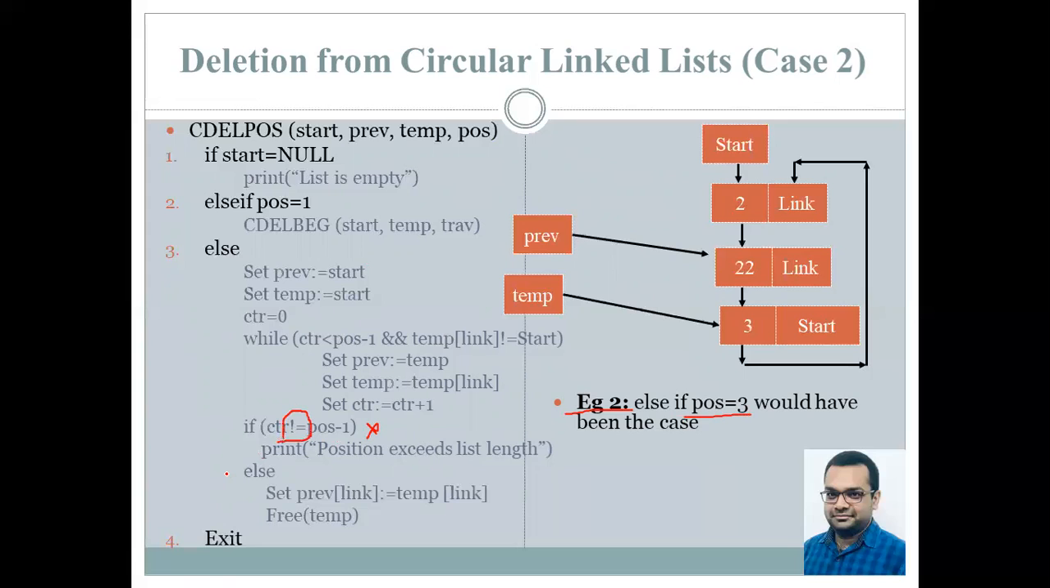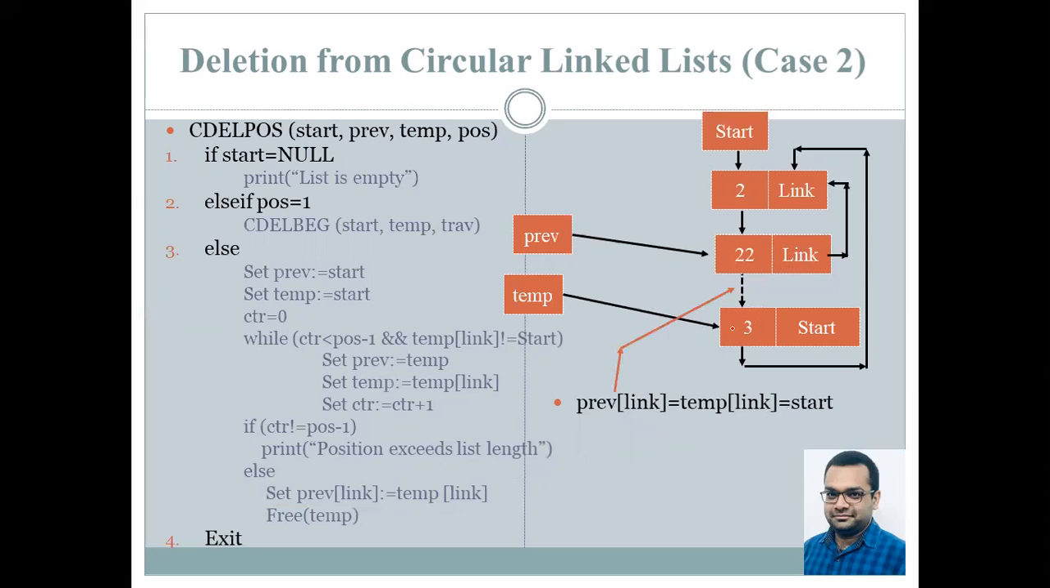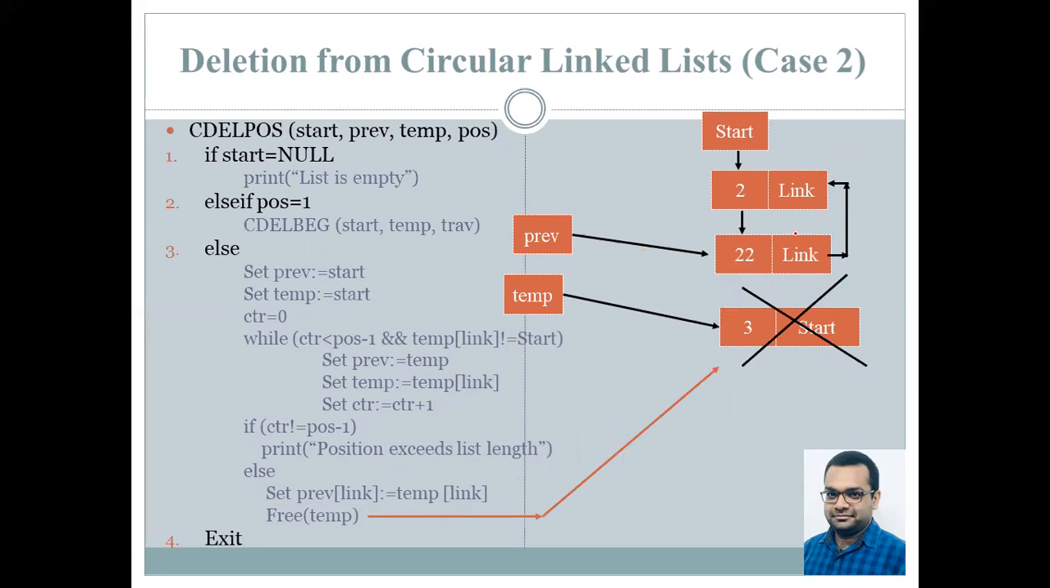So the control jumps to the else part and previous link will be set to temp link. So now you can see previous currently points over here and temp points over here. So setting previous link equal to temp link, which is the value of the start. This is the result. Now you can see this link ceases to exist and now the second node starts pointing to the first node in the linked list, that is the node pointed by previous. However, the last node still also points to the first, but that does not matter now because once we run free temp, the memory allocated to temp will be freed up.